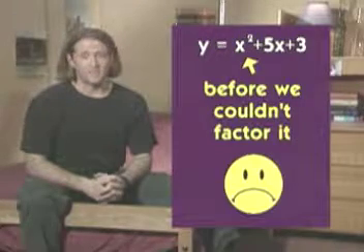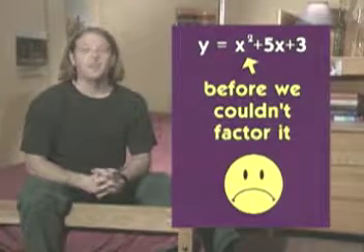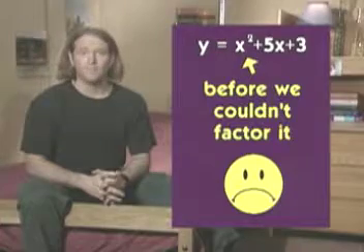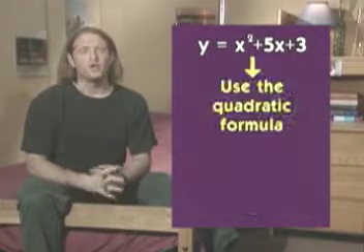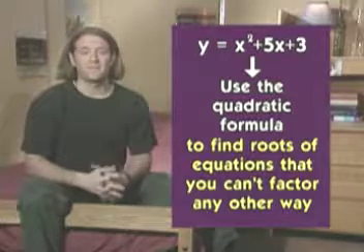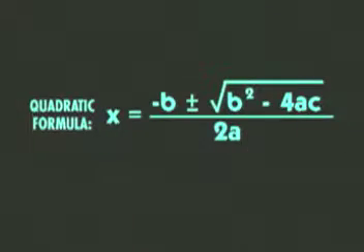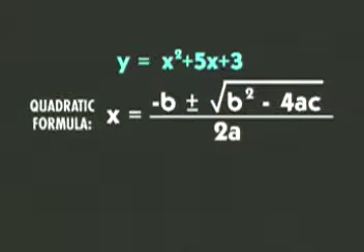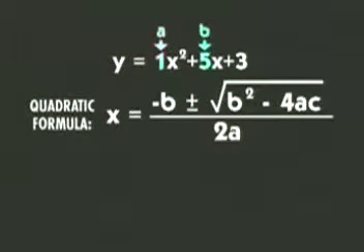Okay, now for the rest of the quadratic formula. Remember the equation we failed to factor before? It was x squared plus 5x plus 3. Well, now we can solve it. You can always use the quadratic formula to find roots of equations that you can't factor any other way. Here's how to use the quadratic formula to find roots. In our equation, a equals 1, b equals 5, and c equals 3.